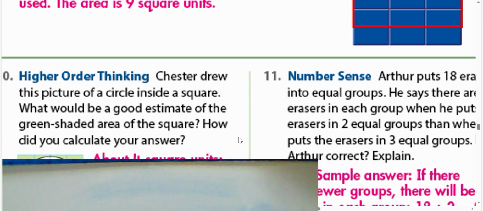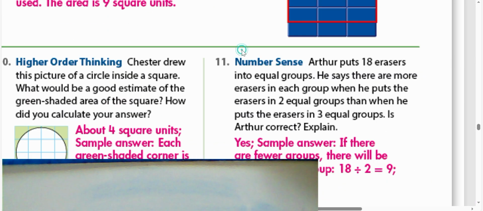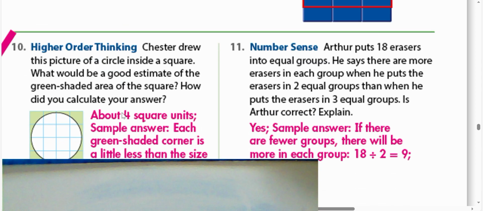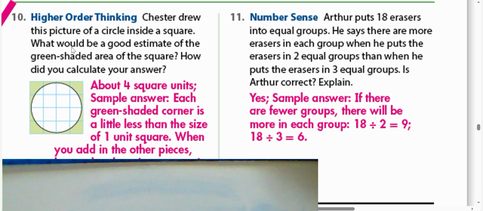Next question. Higher thinking. Look at here. She drew this picture of a circle inside a square like this. What would be the estimation of the green shaded area of the square? How do you calculate the answer?